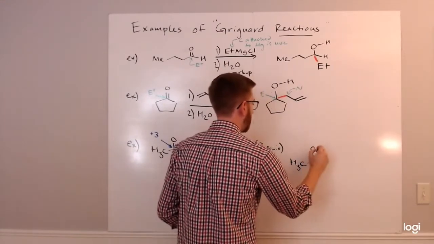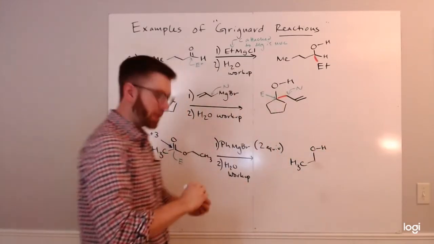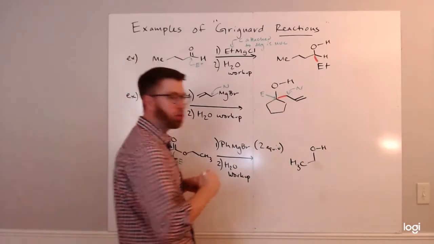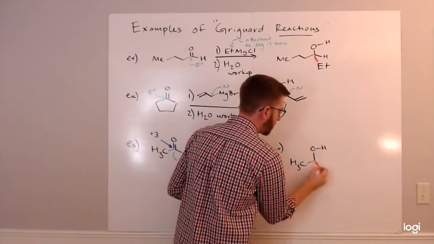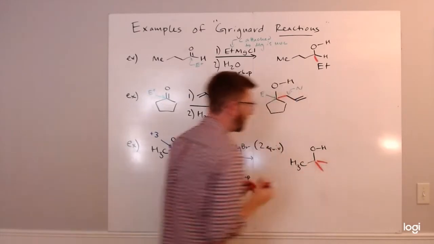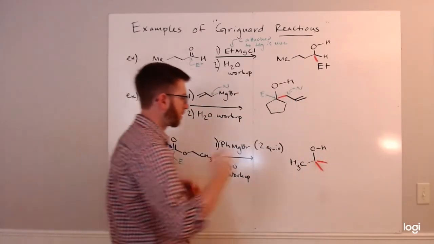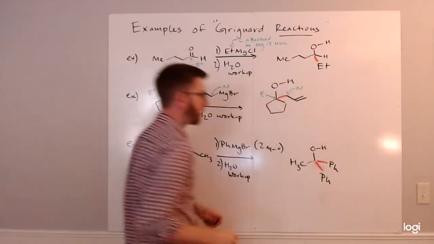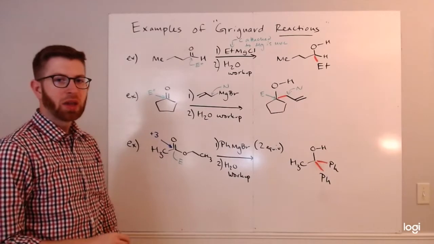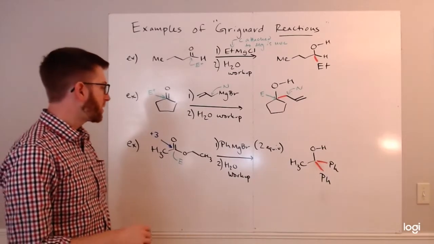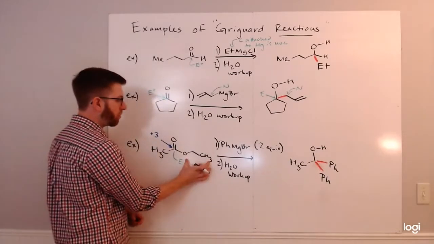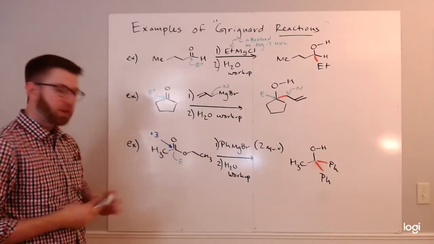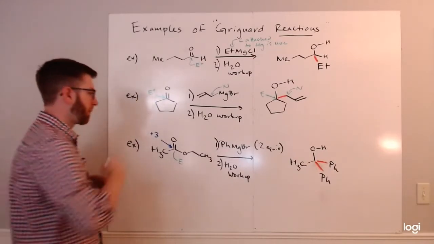So I've got my OH, IR tells me that's there. And I've got two new carbon-carbon bonds now. I'm going to show them both in red. So I've got one phenyl group, two phenyl groups. So I've got a tertiary alcohol. And I actually want to think about what else I'm forming. This whole group here, this ethoxy group, is going to serve as a leaving group.